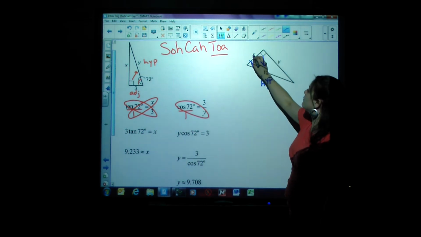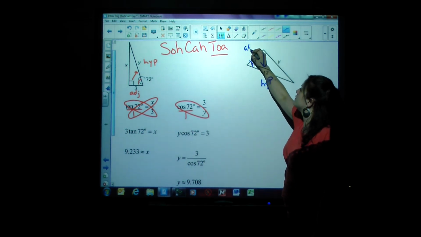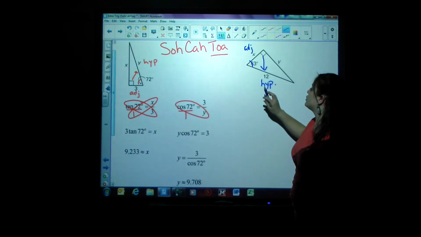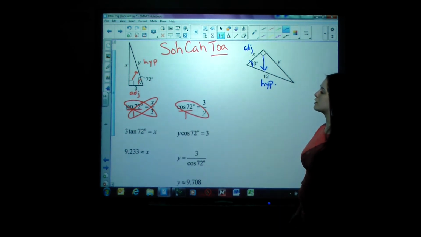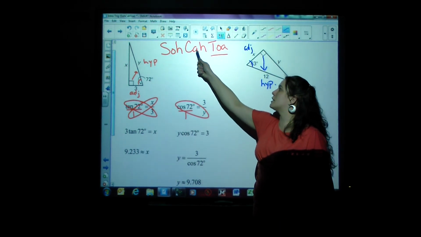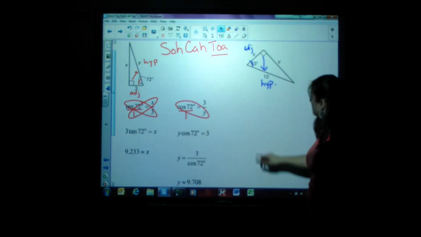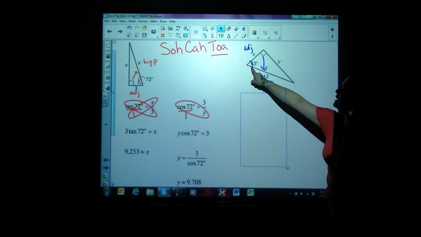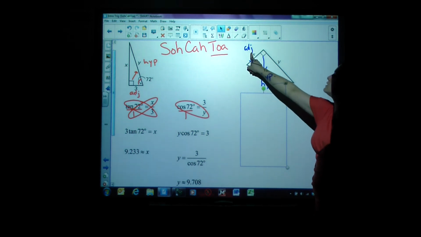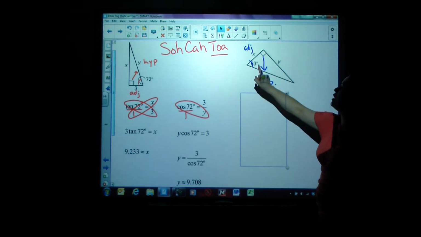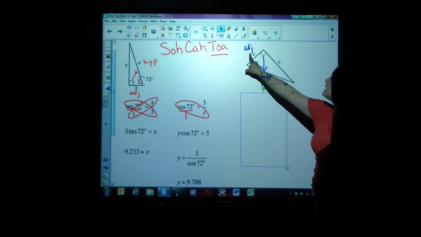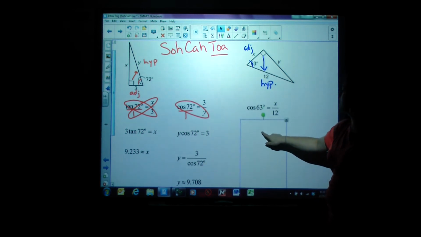x, this time we're looking for the adjacent. So looking for the adjacent when given the hypotenuse, what is going to relate these two things? Adjacent, hypotenuse, that would be cosine. So I'm going to start my equation by saying the cosine of 63 degrees equals the adjacent over the hypotenuse, or the cosine of 63 equals x over 12.